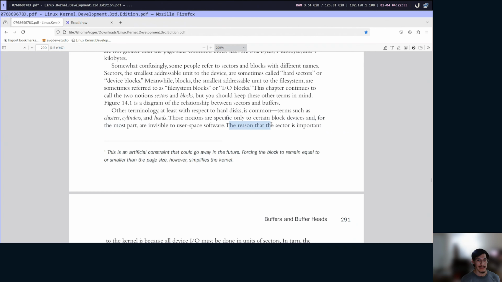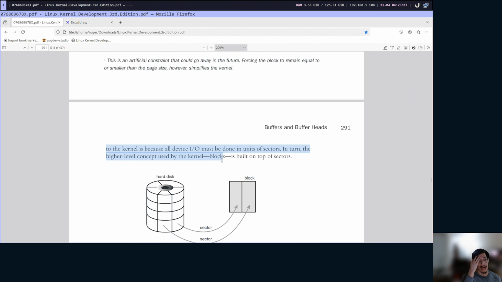The reason that the sector is important to the kernel is because all device I/O must be done in units of sectors. In turn, the higher level concept used by the kernel, blocks, is built on top of sectors.